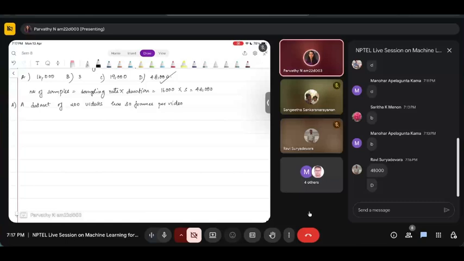A dataset of 200 videos has 30 frames per video. Each frame is 64 by 64 pixels with 3 RGB channels. What is the tensor representation of the dataset?